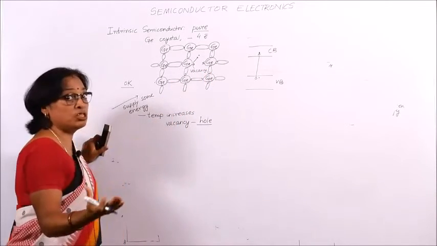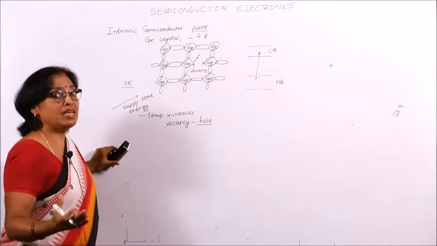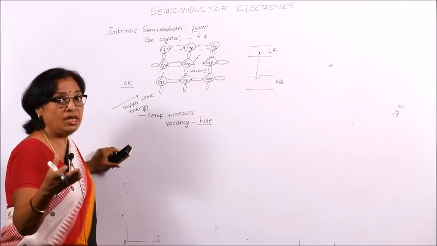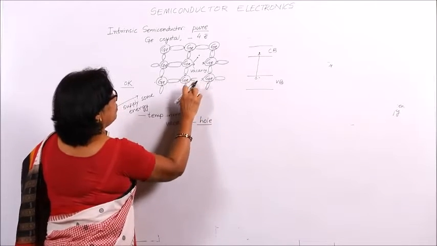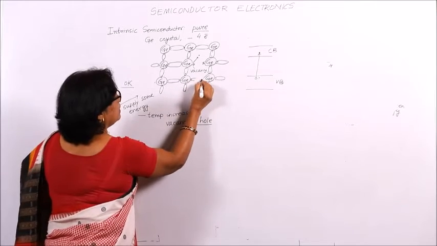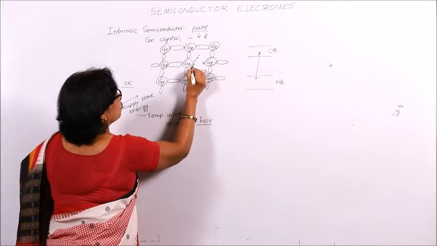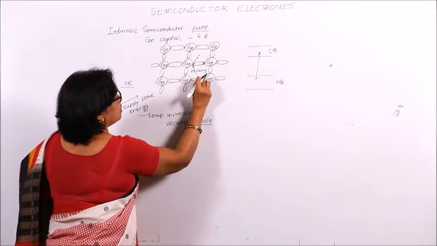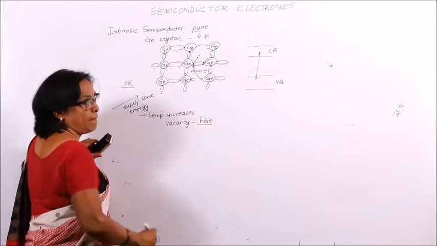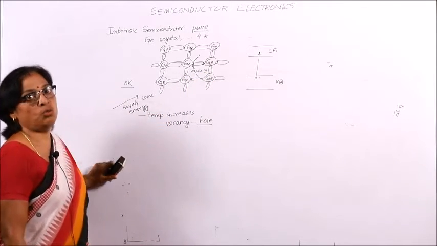As soon as you connect it to a battery or by some other means, naturally other electrons will try to go there. Let's say this bond now starts breaking and this electron from here goes to this place. So this place will now be filled and will form a covalent bond, but the hole is now present here. So this is what happens.